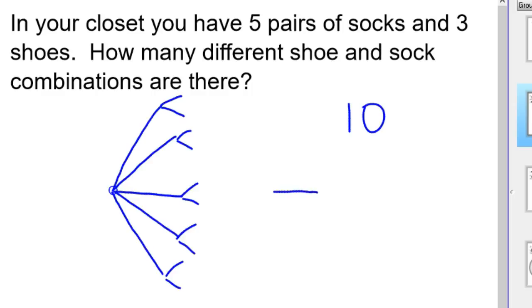One other thing, I like to think of it as 2 slots to fill. So we can have 5 socks in this slot, and then 2 shoes in this slot. So 5 times 2 equals 10. That's another way of looking at it.